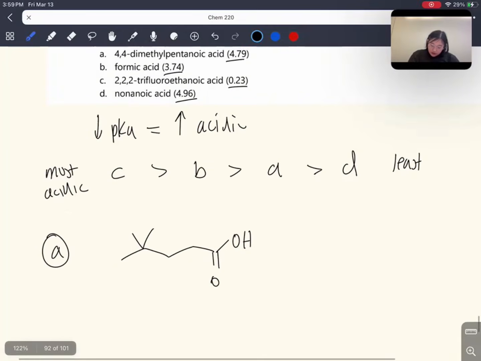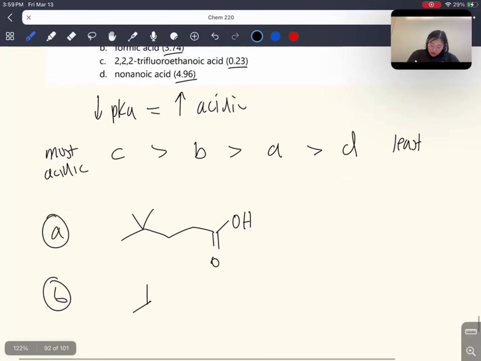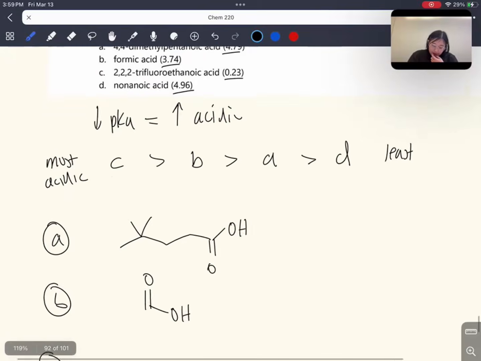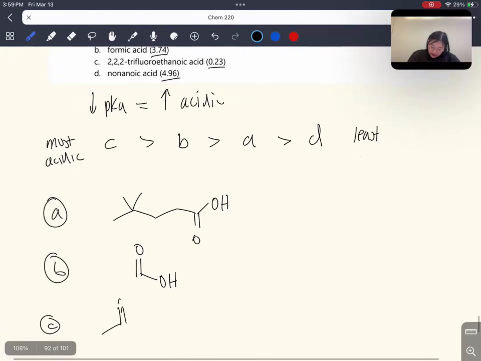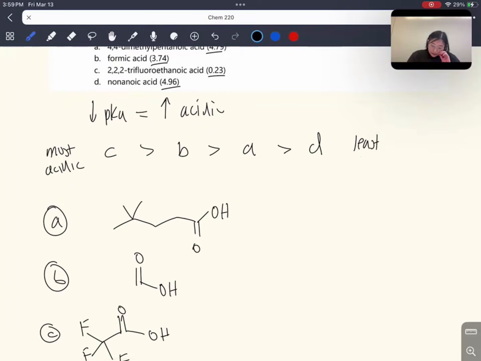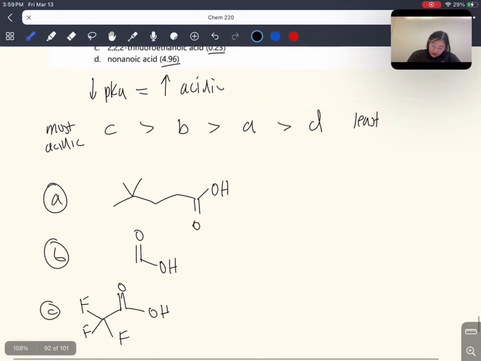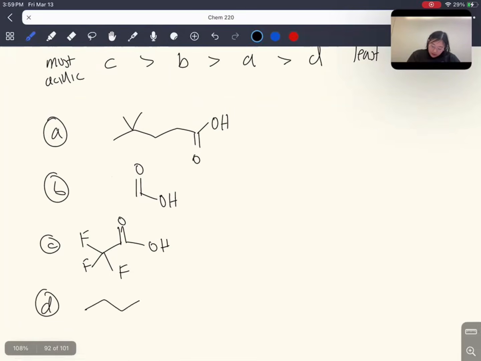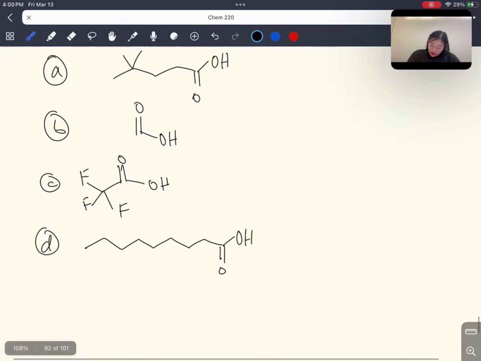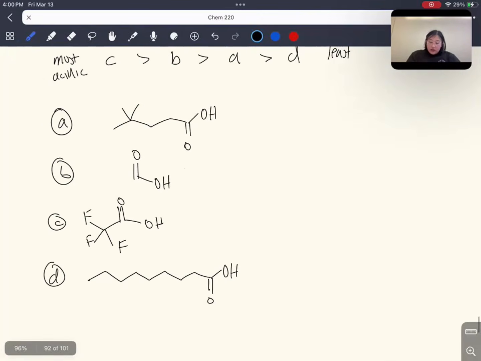B is formic acid, so formic acid just has 1 carbon, and I can just draw it like this. I'll leave out that H. C is 2,2,2-trifluoroethanoic acid, so ethanoic acid is a carboxylic acid with 2 carbons, and then on carbon 2, we're gonna have 3 fluorines. And then D is nonanoic acid, and that has one, two, three, four, five, six, seven, eight, nine carbons, and then it has on carbon one the carboxylic acid.